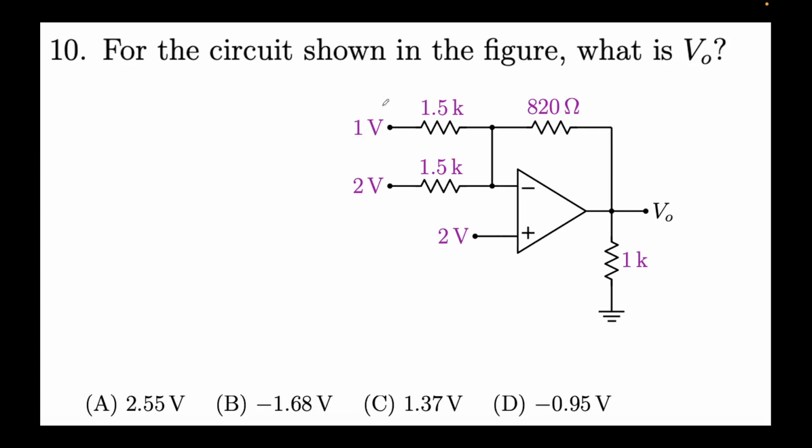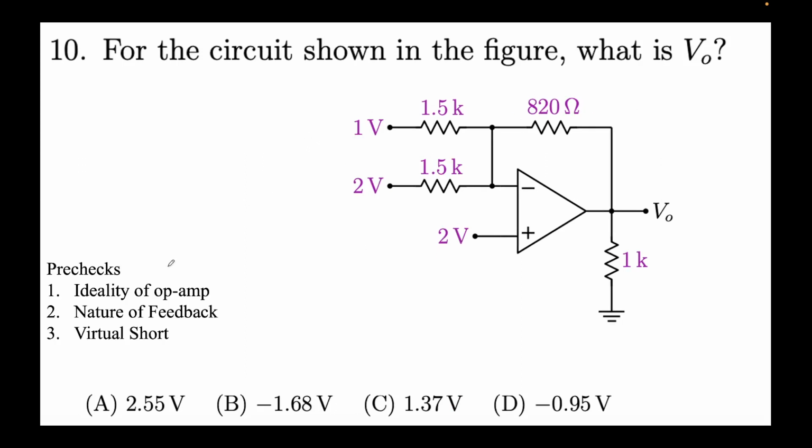So now for the circuit shown in the figure, what is V0? As always, if nothing is given, we assume the op-amp to be ideal, which essentially boils down to I1 in equal to 0. So there's no current here and no current here. Nature of feedback: it's a negative feedback, because the output voltage is connected to the inverting terminal.